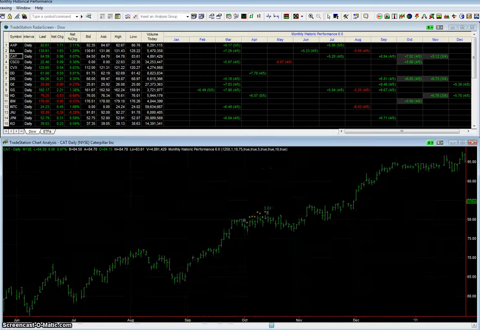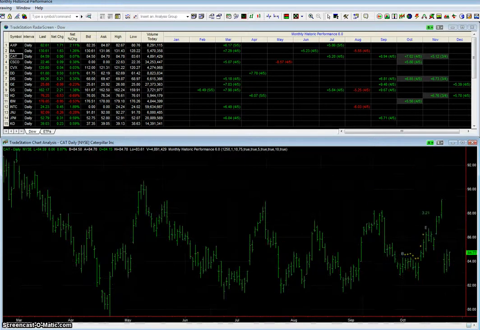So you can see there's lots of different things you can look at and lots of different ways to use this indicator on both RadarScreen and Chart Analysis. So I'd encourage you to load it up for a few days, check it out, see if it helps you out, see if it gives you a place to look, maybe helps you create a watch list for each month or first 10 days of the month, or whatever period of a month that you want to look at.